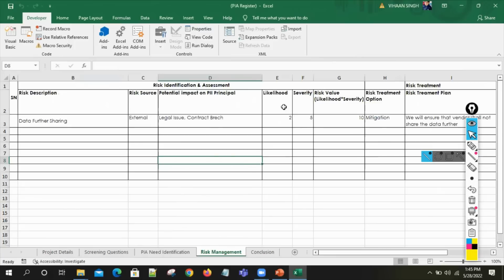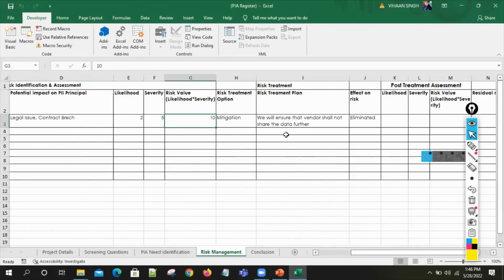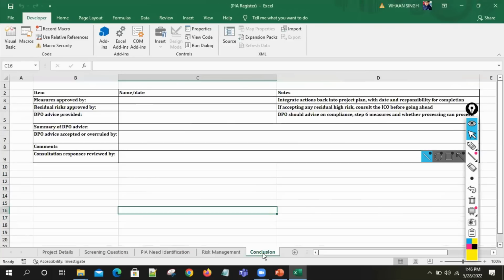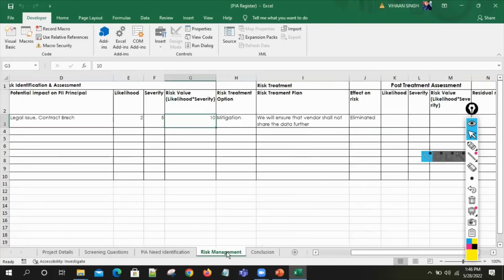In the same way, we need to understand the likelihood and the probability. A 5 by 5 matrix we are going to use here also, and accordingly we are going to calculate the risk value. Risk value is nothing but the multiplication of likelihood and severity. And accordingly we will identify the risk treatment plan. So once we have these things, then we will come to know what the PIA related risks are and how we are going to mitigate those risks. So this is the spreadsheet we are going to use for data privacy impact assessment.